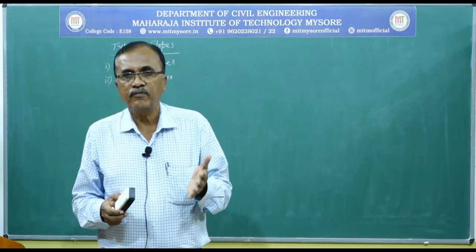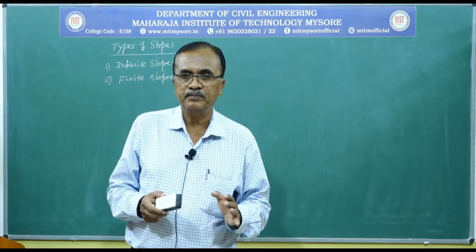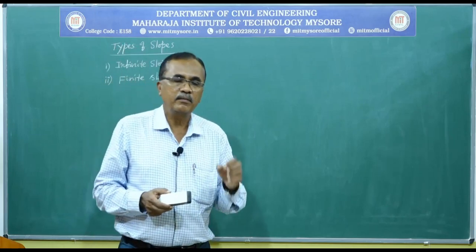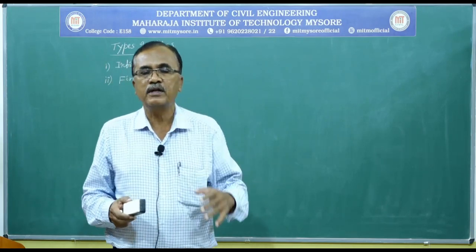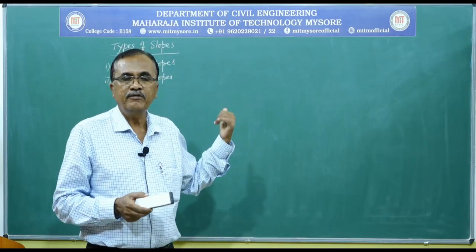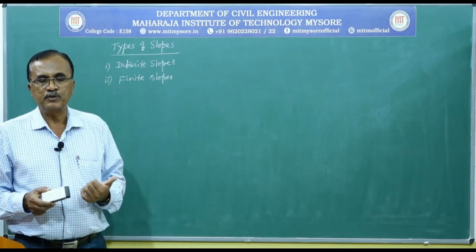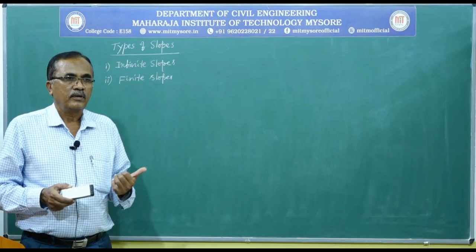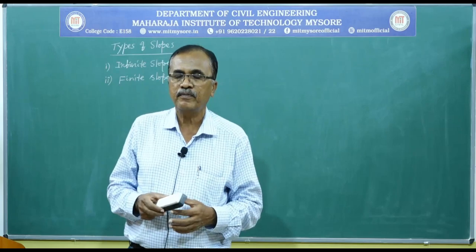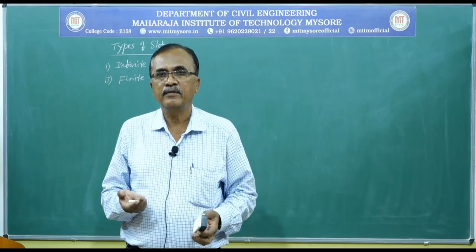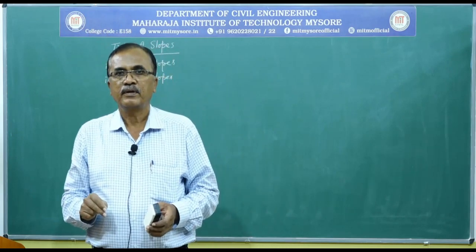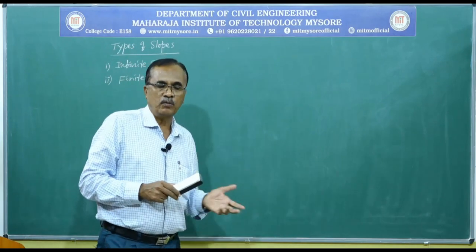In the beginning itself, we understood what is slope. An exposed surface that makes an angle theta, beta, the surcharge angle, with respect to horizontal is known as slope. Slopes are of two types, namely infinite and finite slopes. If the exposed ground surface which is making a certain angle is extended to semi-infinite length, it is called infinite slope.